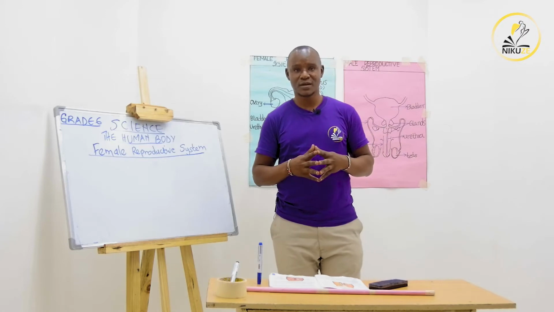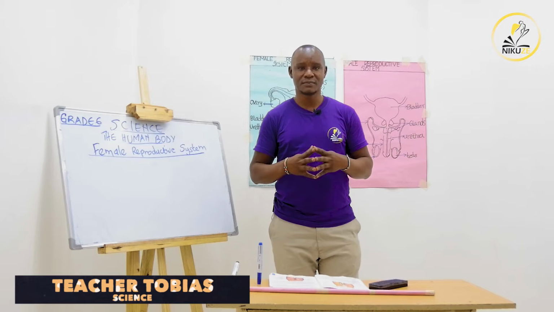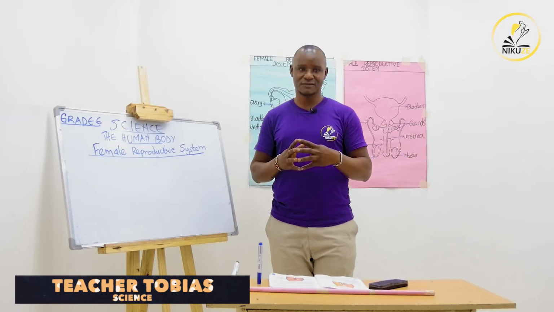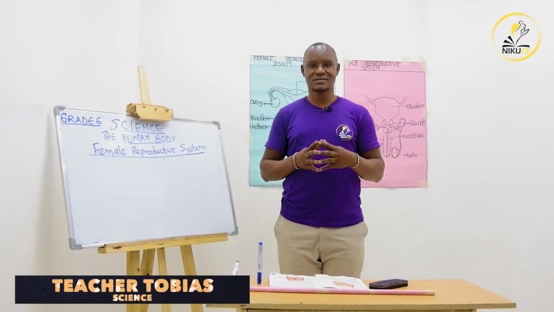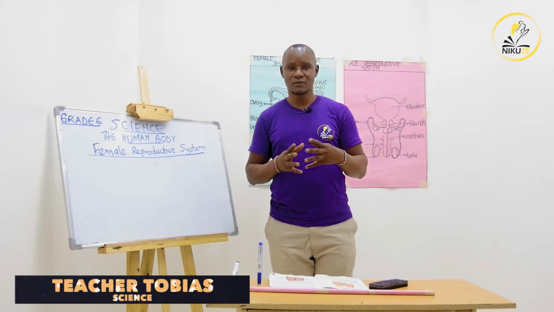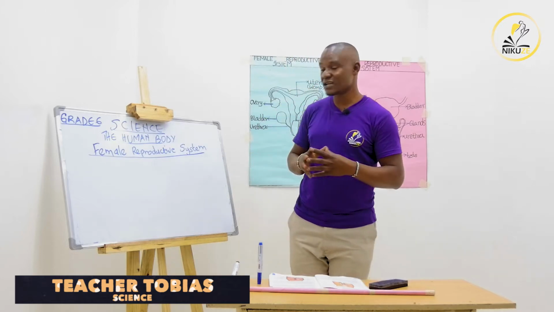As I had promised you earlier, when we were talking about the human body, we began by having a look at the male reproductive system, and then we also talked about the meaning of reproductive system. Apart from that, we talked about reproduction, whereby we said it is the process by which living organisms fuse to produce new offspring. Now today we are going to have a look at the female reproductive system.